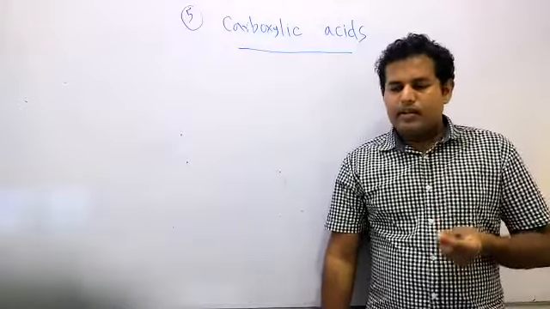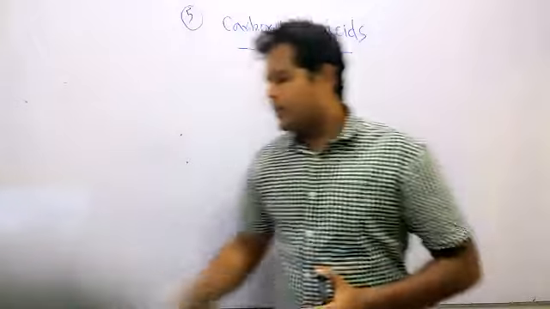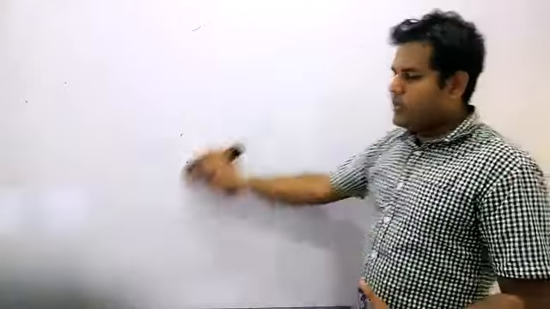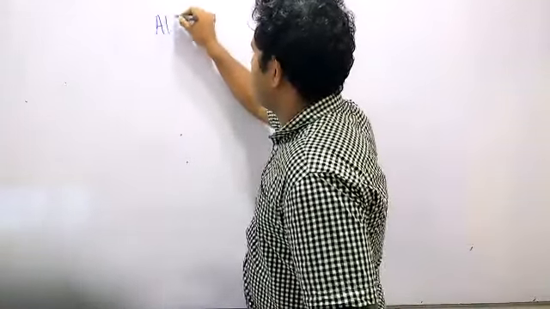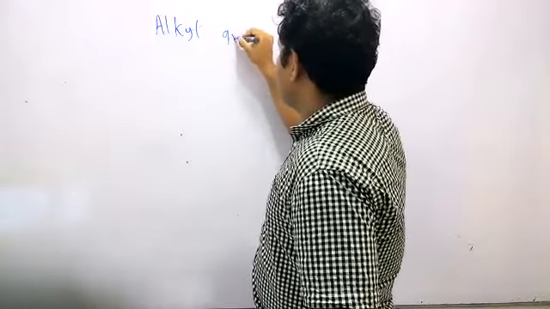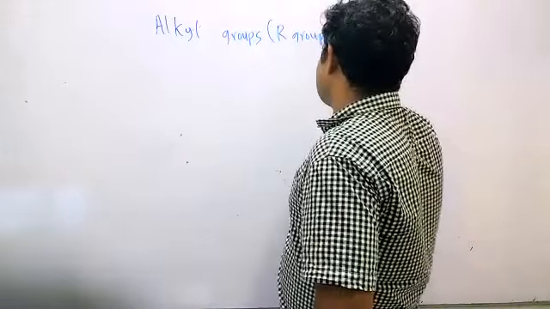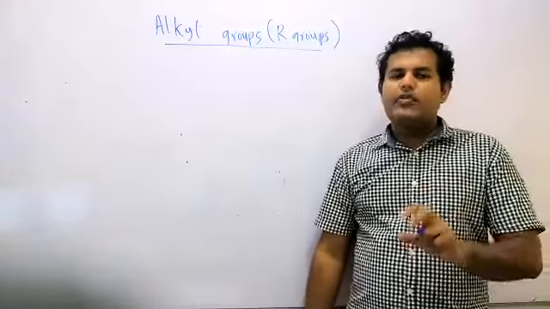Now, please remember, we're going to discuss a topic. I'm discussing carboxylic acids, but before discussion of the carboxylic acids, I want to explain to you about some special groups called R groups. This is very important. We are going to discuss alkyl groups. They are known as R groups. R means the symbol for alkyl.